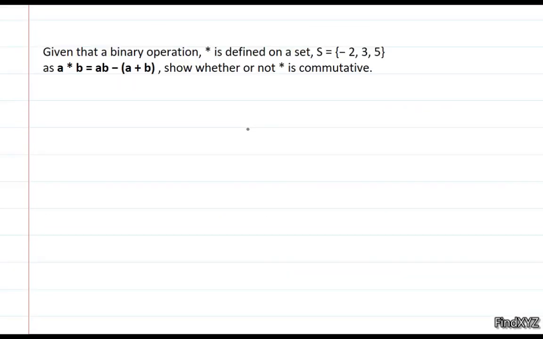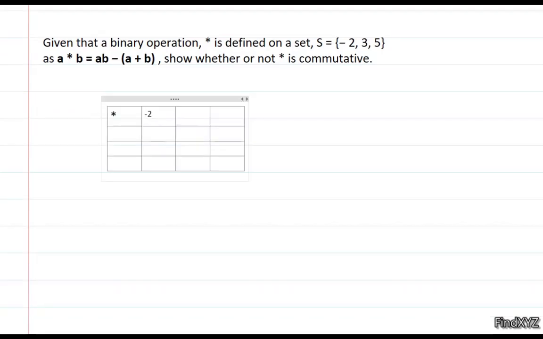We have been given a binary operation which is defined on a set S, negative 2, 3, and 5, and we are asked to use this rule, which is A star B equals AB minus A plus B. Show whether or not operation star is commutative. Whenever you are given a finite set, you need to construct a table. So let's first construct our table.